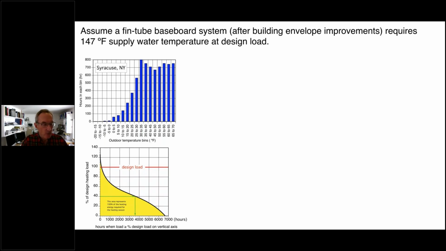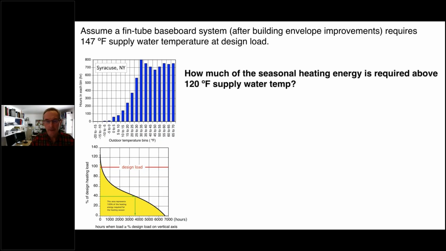Now, you might say, why plot the data like this? Well, that yellow area that you see under the curve, that area is proportional to the total seasonal space heating energy requirement. So mathematically, that yellow area represents the total complete heating season energy usage. And one of the ways you can put that together with performance data on your heat emitters, for example, is: how much of the seasonal heating energy is required above 120 degrees Fahrenheit?